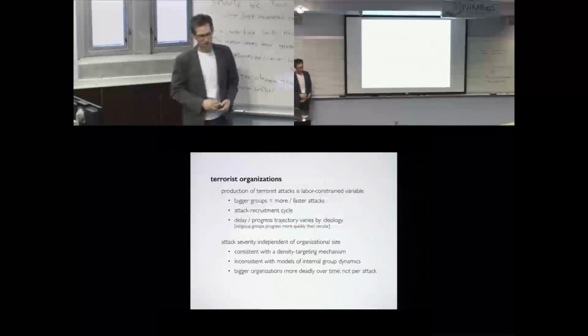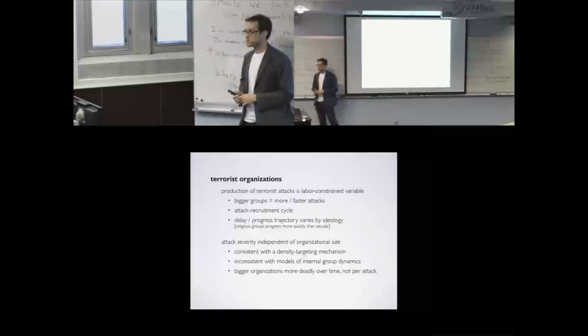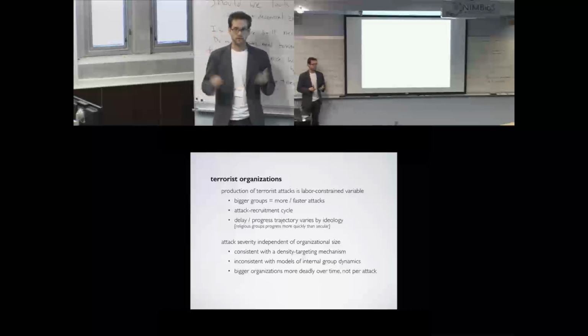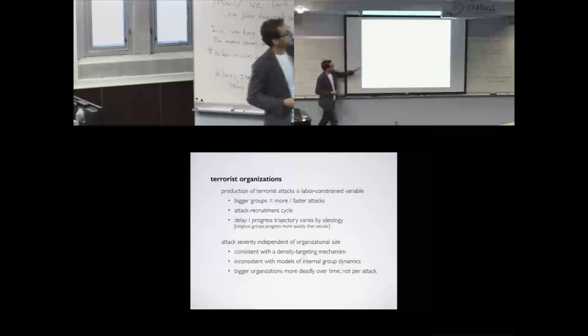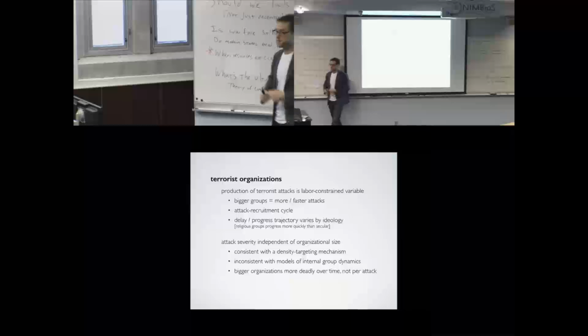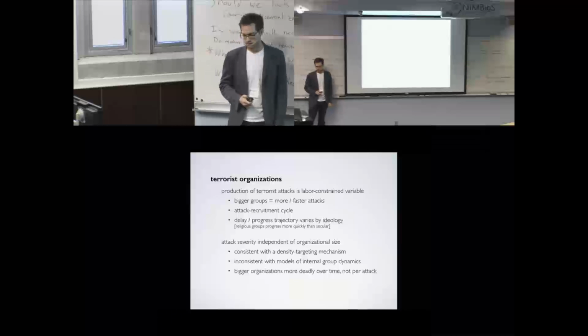Okay, so what do we learn? The production of terrorist events looks like it's a labor-constrained variable. So bigger groups create more events. Those events are packed into the same amount of time, and so they look faster. It says that we have this attack recruitment cycle. So if you wanted to break this pattern of accelerating the frequency of attacks over time, you have to break the recruitment of the group.